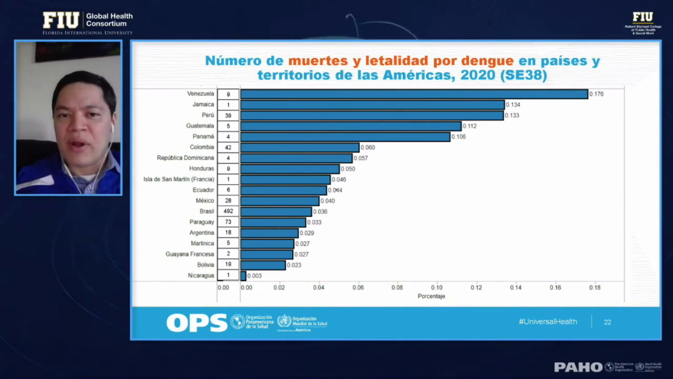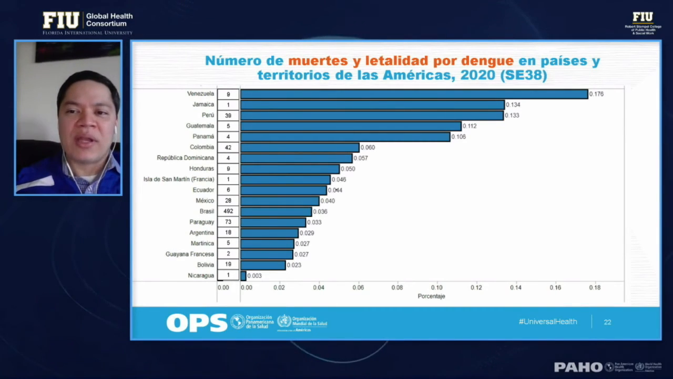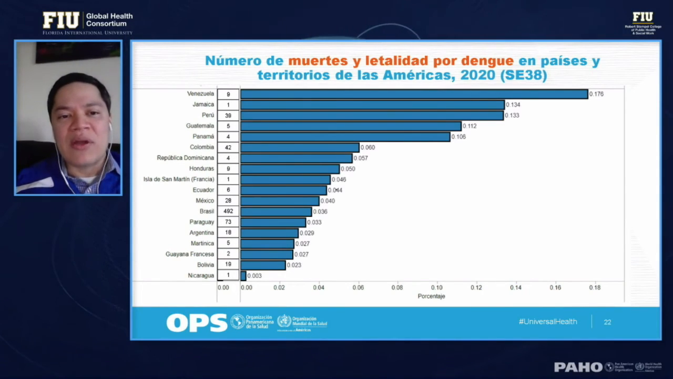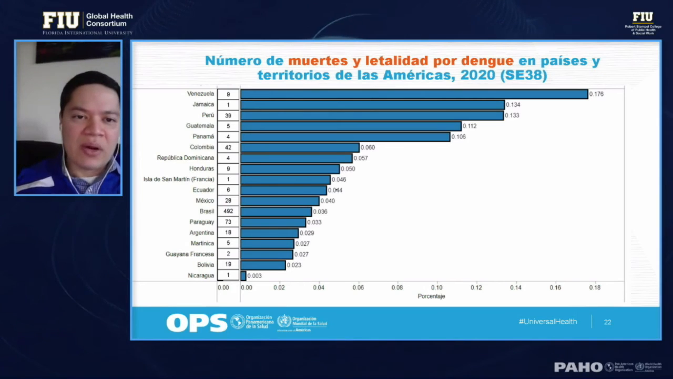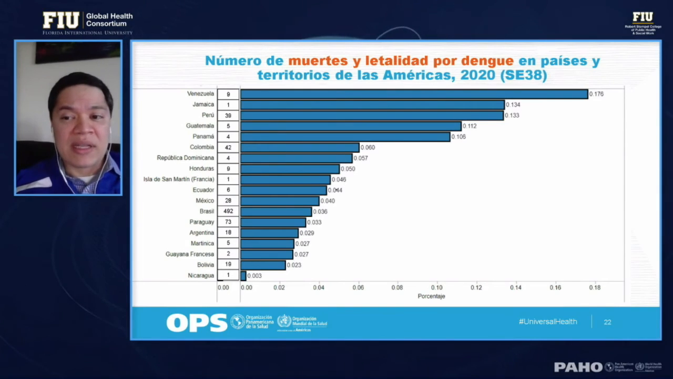If we now address the other indicator that I mentioned, we'll refer here to the death and the fatality of cases due to dengue. This is the number of deaths from the total number of dengue cases. We can see the list of countries here, and there's a number beside them. That is the absolute number of dengue cases. And in the bar graph, what we see is the fatality rate. So Venezuela is the one with the highest fatality rate, however, it's not the country with the highest number of deaths due to dengue.